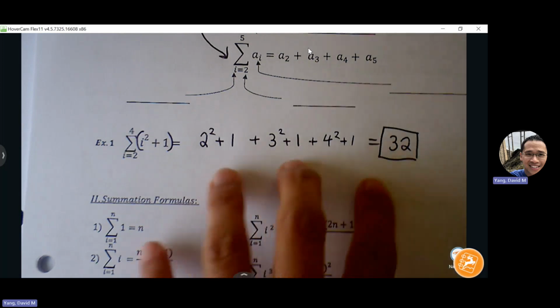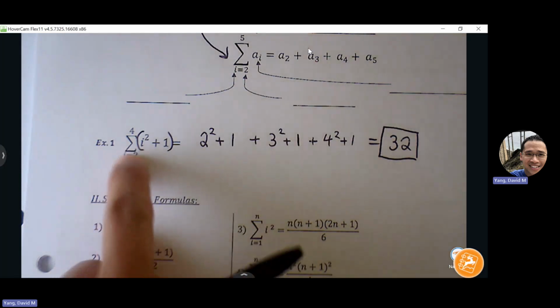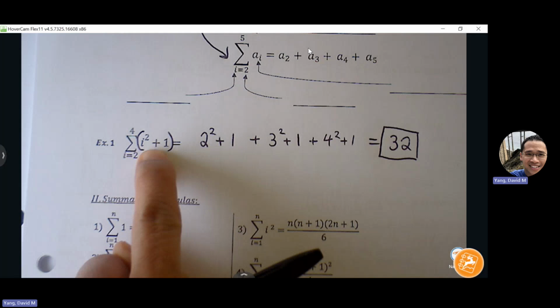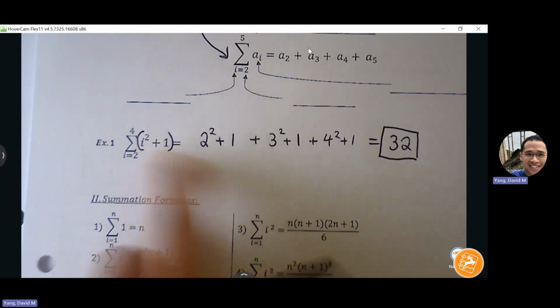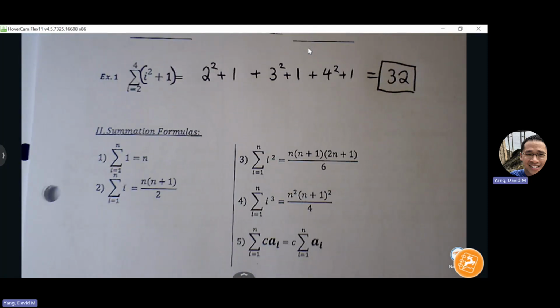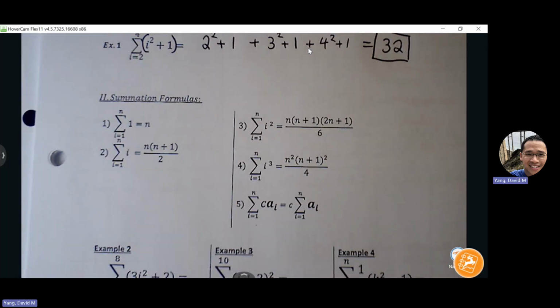Okay. Any questions? If it's just a few terms, you're just adding a bunch of terms together, and there's a way for you to start, a way for you to end, and a way for you to know what terms you're adding together. Now we have these summation formulas. These summation formulas allow us to have a little bit of a shortcut, but only for these specific scenarios, right?